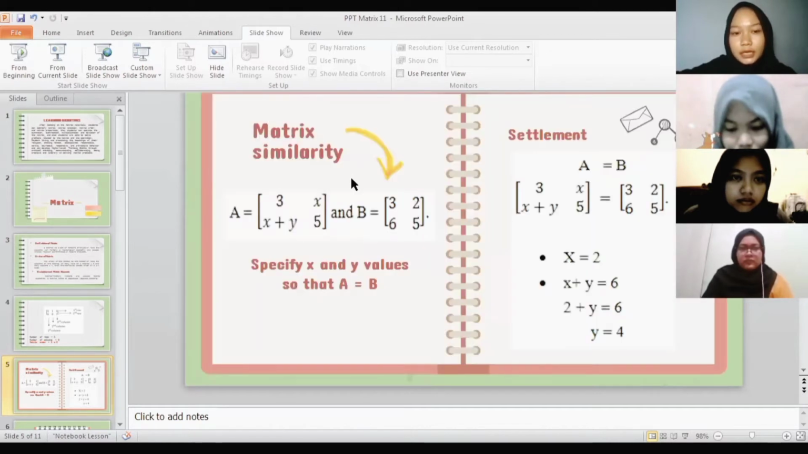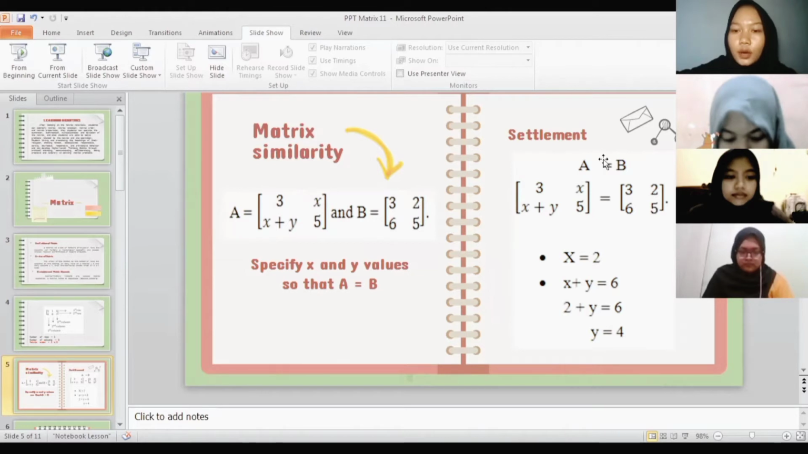Matrix equality. As you can see, matrix A is 3x, x plus y, and 5, and B is 3, 2, 6, and 5. Specify the x and y values so that A equals B.